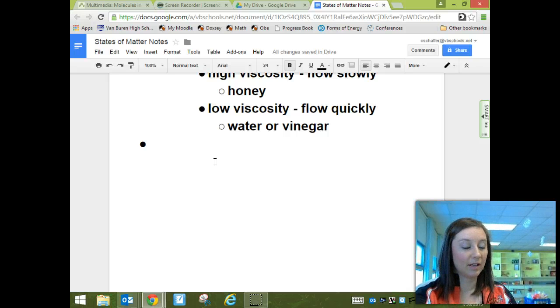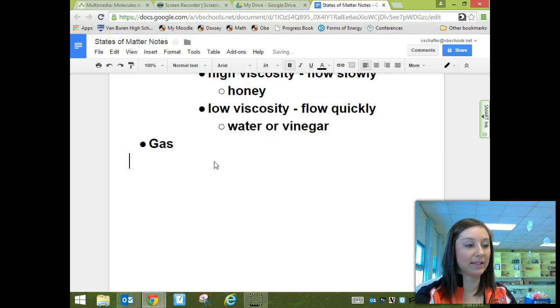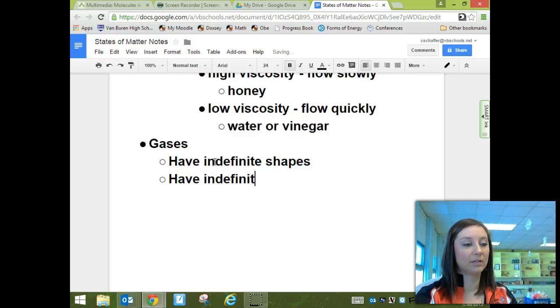We need to add how to describe the gas. So a gas or gases have indefinite shapes and they have indefinite volumes.